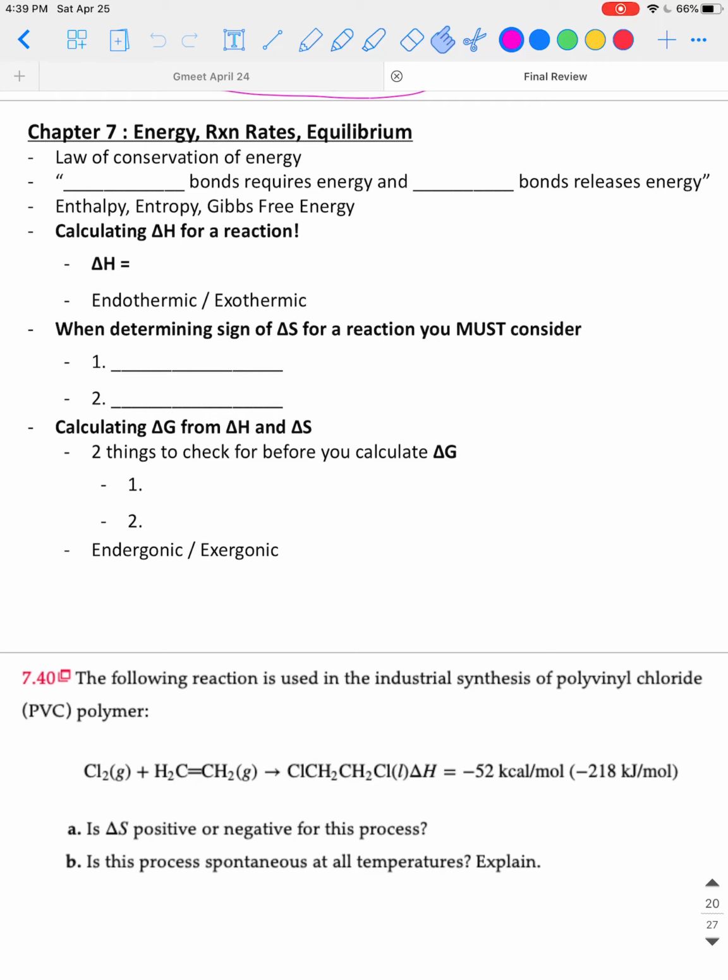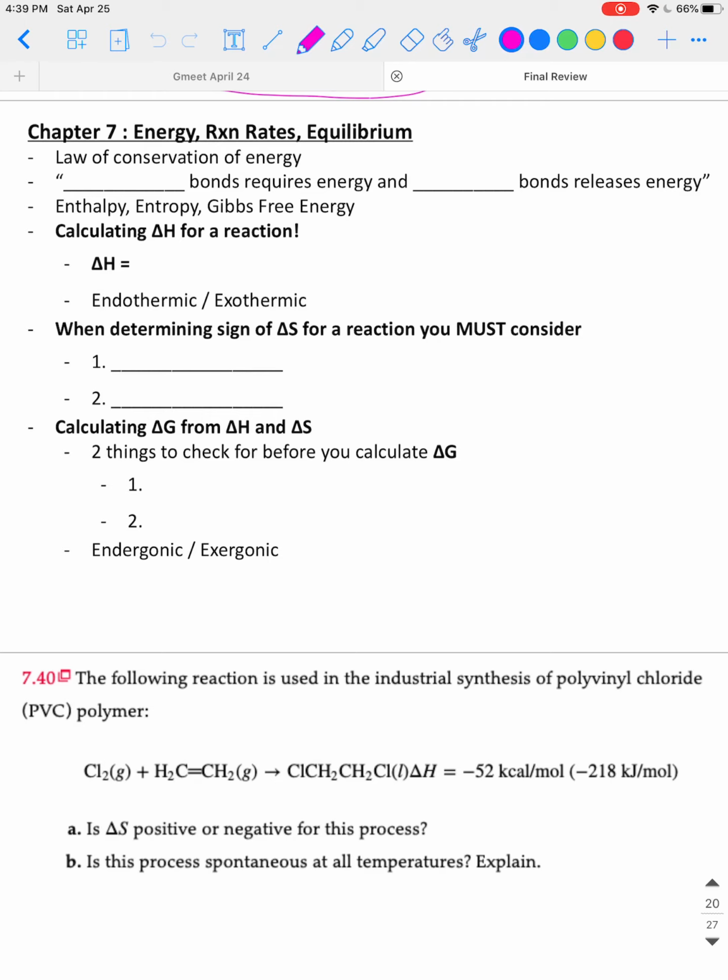All right, we're gonna pick up with review for the final with chapter 7. So we have chapters 7, 8, and 9 left, and we'll just try to break this down chapter by chapter. Chapter 7 was a really big chapter. There were like 6 major topics within this one chapter, and the whole chapter was on energy, reaction rates, and understanding equilibrium. Le Chatelier's principle falls under that.